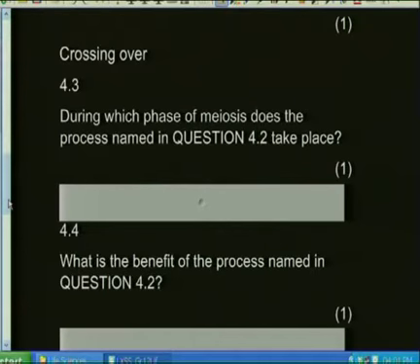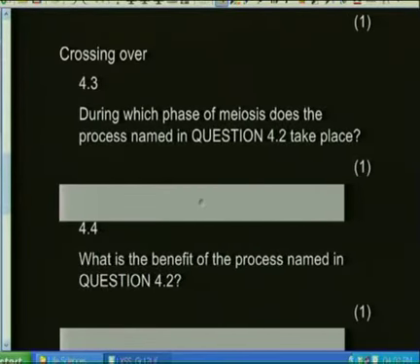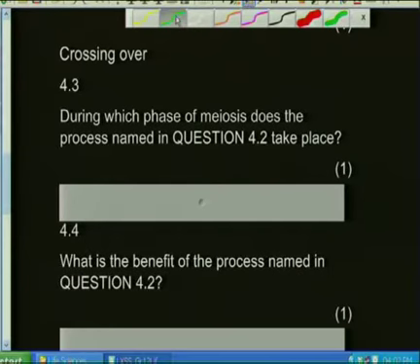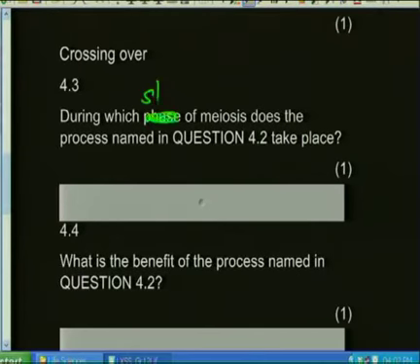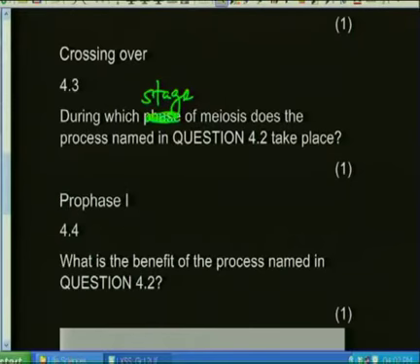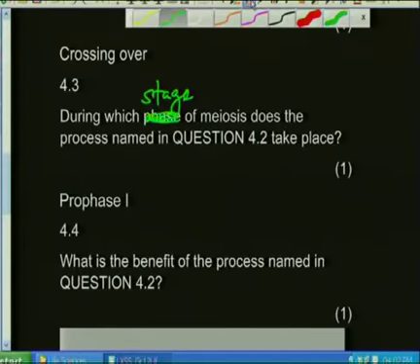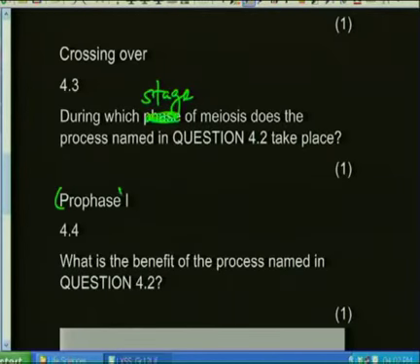During which phase of meiosis does the process named in 4.2 take place? Now, I'm going to change that to during which stage, because it's not necessary for you to know the names of the phases. So we'll keep it to the stage. During which stage of meiosis does this take place? Obviously our answer will change, and now I'm going to leave the same answer there, but I'm putting that in brackets. Prophase 1. It takes place in the phase known as prophase, but in meiosis 1. So prophase 1, which is important. Crossing over takes place in stage 1.